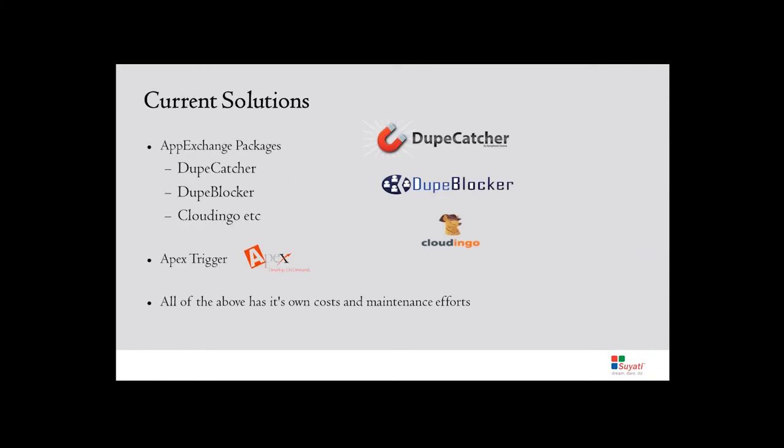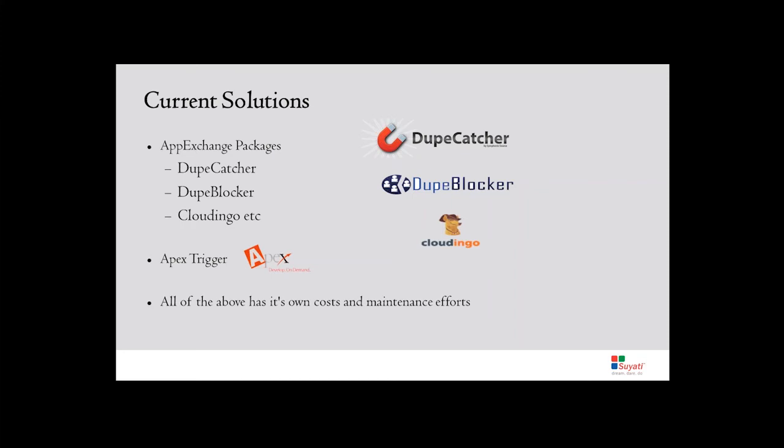So let's look into the current solutions. The first one is the AppExchange packages. These are DupeCatcher, DupeBlocker, Cloudingo. I cannot resist saying that these apps are among the best out there in the industry and do this job pretty well. They are efficient enough to manage duplicates within your Salesforce, capable enough to handle custom and standard objects. But you can imagine the cost pertaining to using these apps.